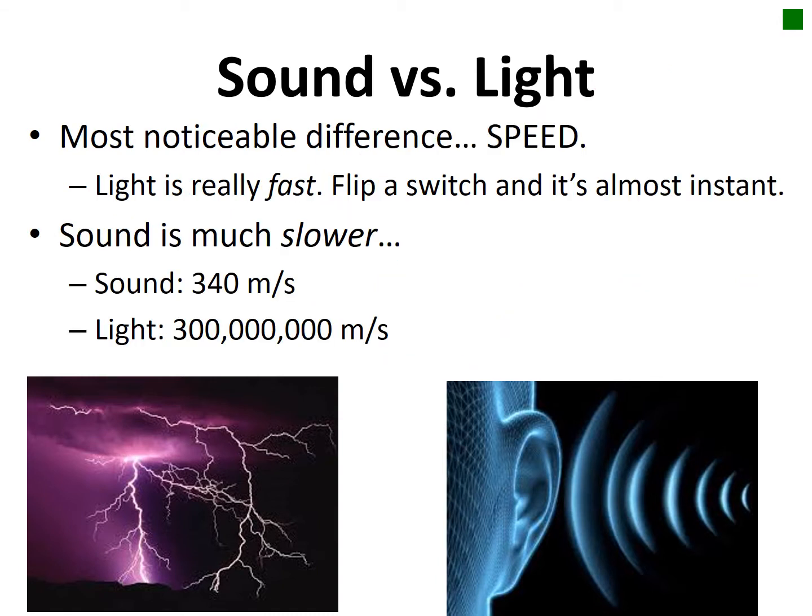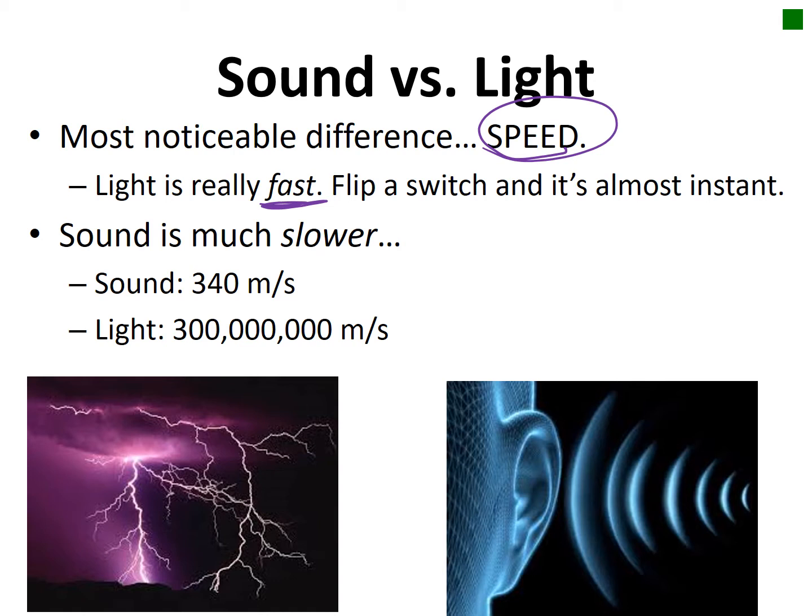So sound versus light once again. Now you can't tell the difference in the waves because we can't see sound and we can't see the waves of light. But the main difference is we can tell the difference based off of speed. Light is extremely fast. That is why for lightning, you see the lightning first and then the sound appears afterwards, because light is so much faster than sound is.